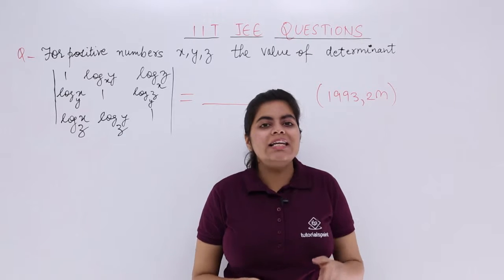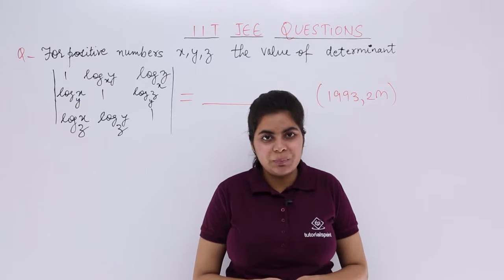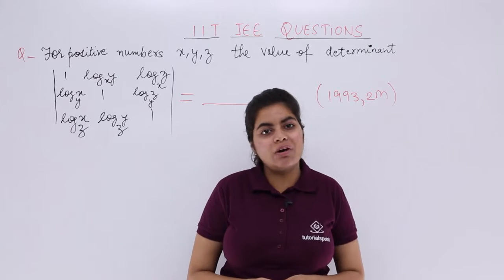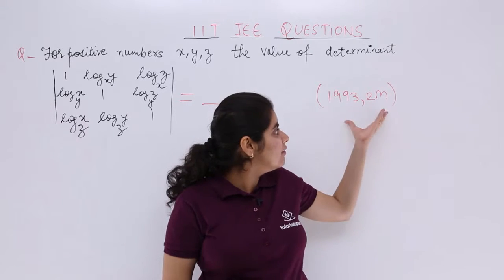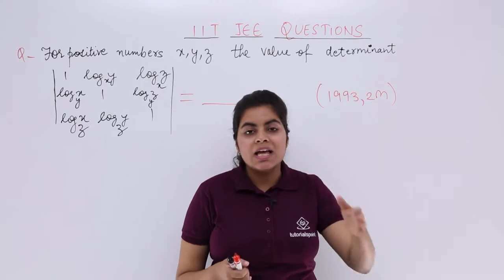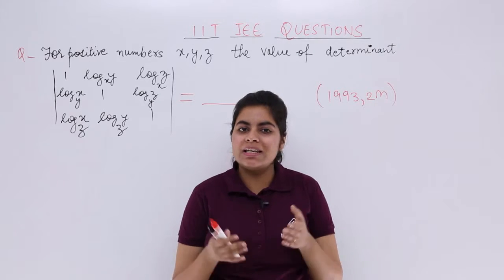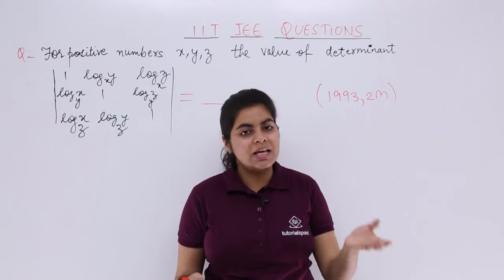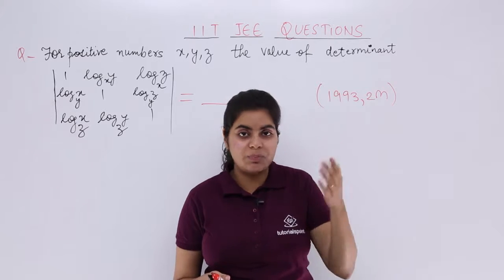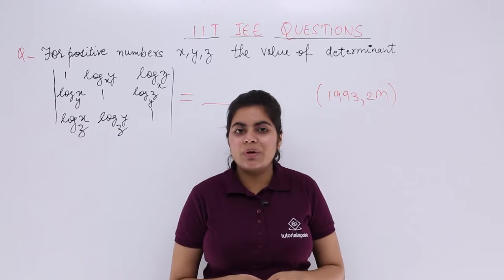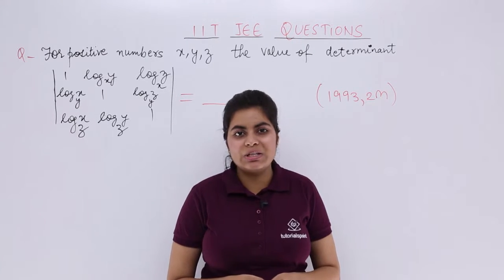In this video, let's see an IIT JEE numerical problem which was based on the topic of determinants and was asked in the year 1993 for 2 marks. Now we already know what is determinant and we have seen few numerical problems. This video is in succession to the previous problems. Let's see what the question has to say and let's get started with the solution.